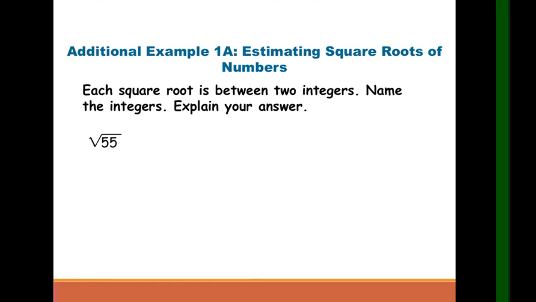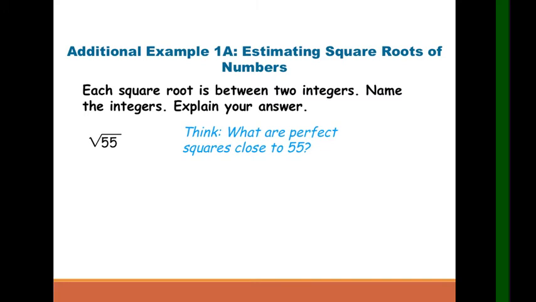Each square root is between two integers. Name the integers. Explain your answer. So the first square root is the square root of 55. So what are the two integers that are between square root of 55? So think, what are the perfect squares close to 55?